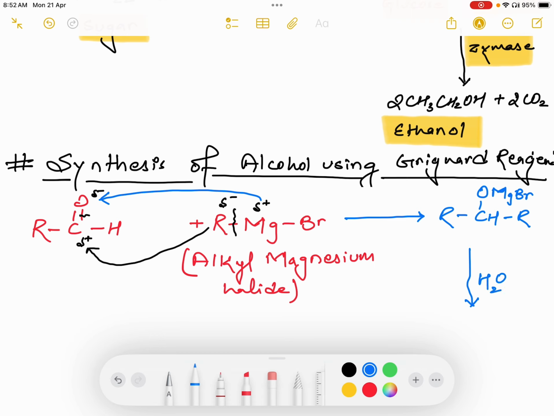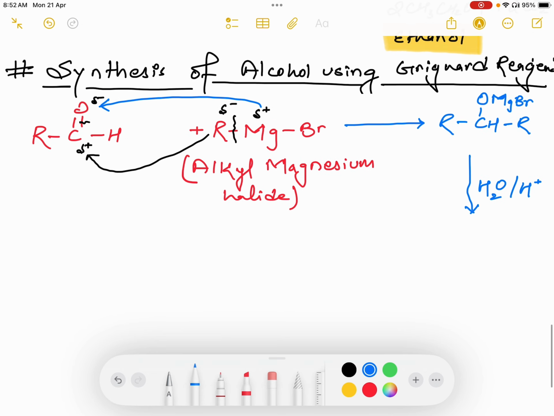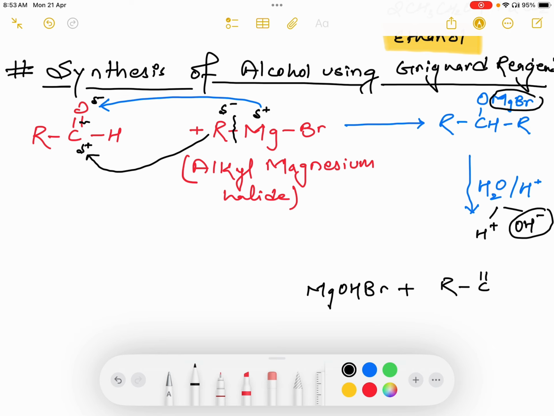Further, it is being treated with water in acidic medium, or we can call it acidic hydrolysis. What will happen is this MgBr will take away the OH group. Water may dissociate as H plus and OH minus, so this MgBr group will take away OH minus to form MgOHBr, and the other part will transform into R, C, here will be OH, and here there is R.